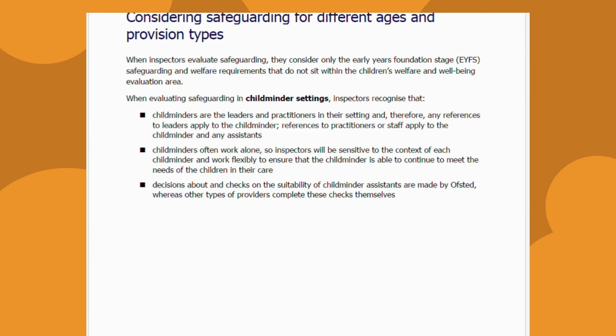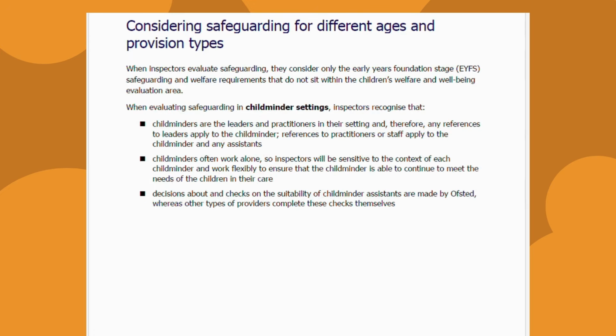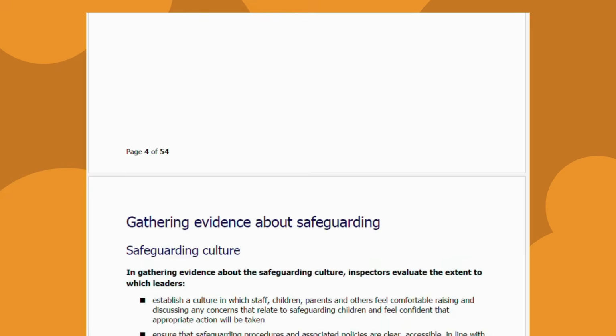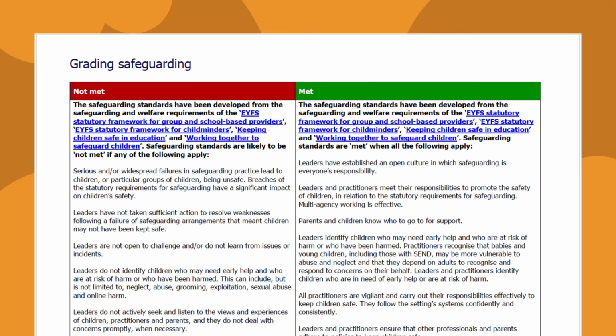As with the other areas, the next page shows the considerations for different ages and provision types. Here you will find detailed what inspectors recognise for childminding settings. And then moving on to the next page, you'll see listed what the inspectors consider when gathering evidence about that evaluation area, like all the others. However, the grading in safeguarding is different to the other evaluation areas.